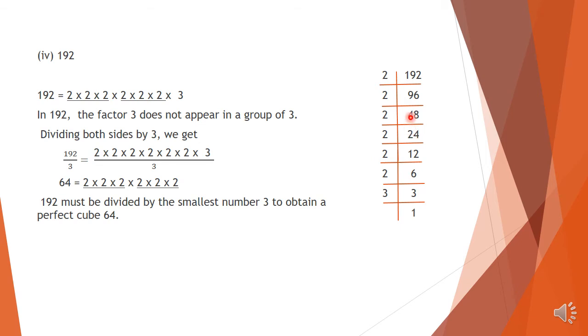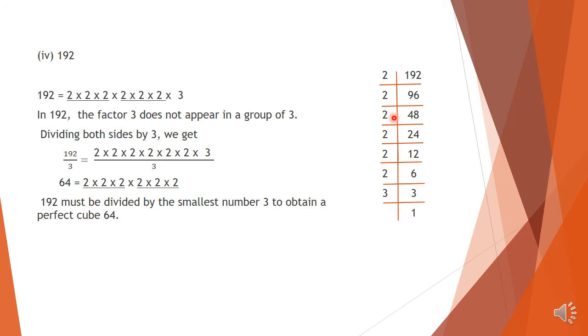Next digit is 8. In 8, how many 2s are there? 4 2s are 8. The number is 24. It is even. So we write on the side 2. In 2, how many 2s are there? 1 2 is 2. And no remainder. Next digit is 4. In 4, how many 2s are there? 2 2s are 4. So the number is 12. And in 12, we can write 2 here. 2 6s are 12. And in 6, 2 goes 3 times. And in 3, 3 goes 1 time.